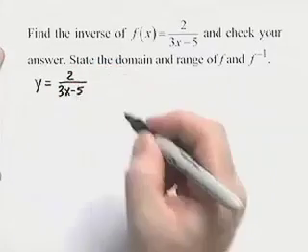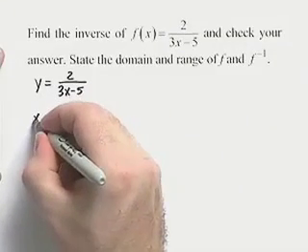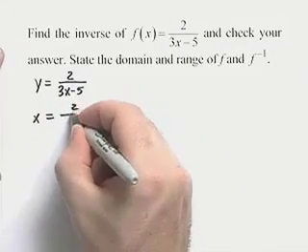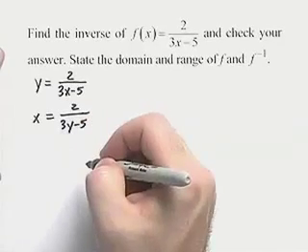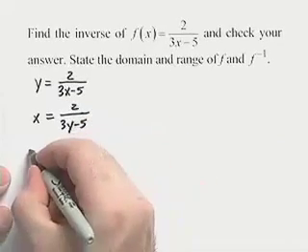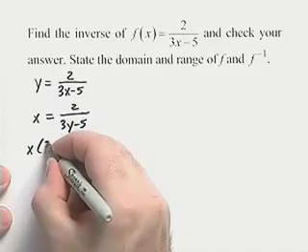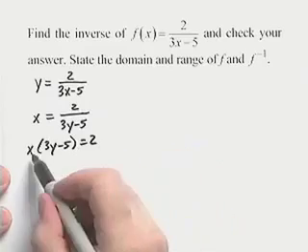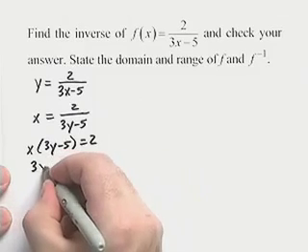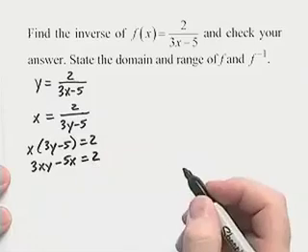minus 5. To find the inverse, we're going to interchange the x and y's, so we'll get x is equal to 2 divided by 3y minus 5. Then we need to solve this for y. Multiply both sides by 3y minus 5, so we'll have x times 3y minus 5 is equal to 2. Distribute our x, 3xy minus 5x is equal to 2.